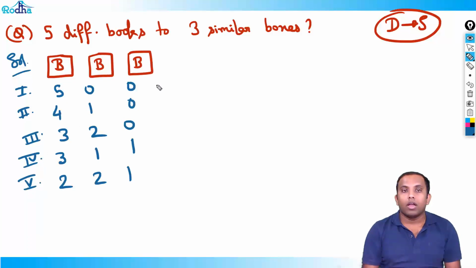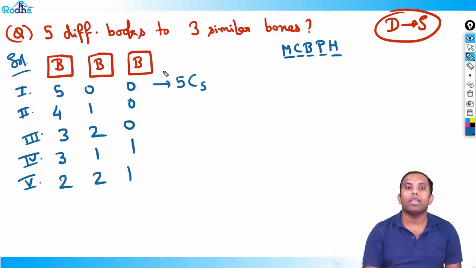Now, how many ways in each case? There are 5 different books, let's say maths, chemistry, physics, biophysics, and Hindi. So in the first case, all 5 can be selected in one way, that is 5C5, and placed in any of these boxes in only one way. So 5C5 into 1 is only 1.